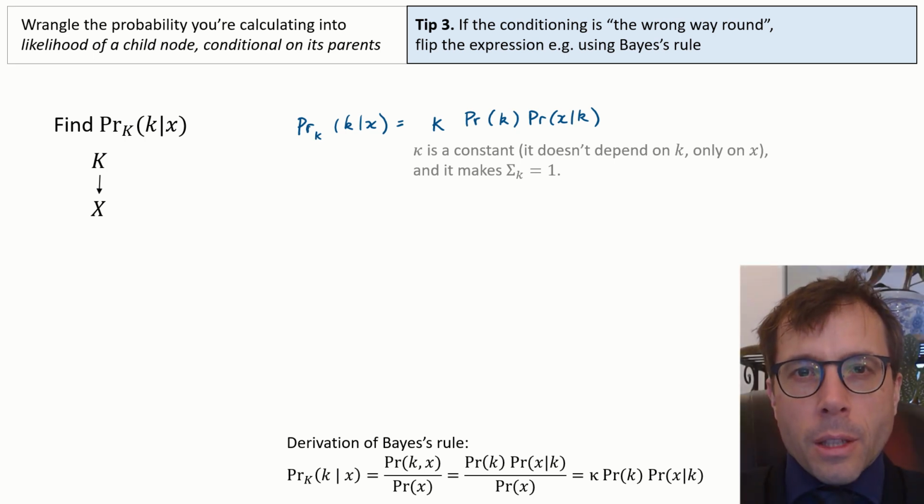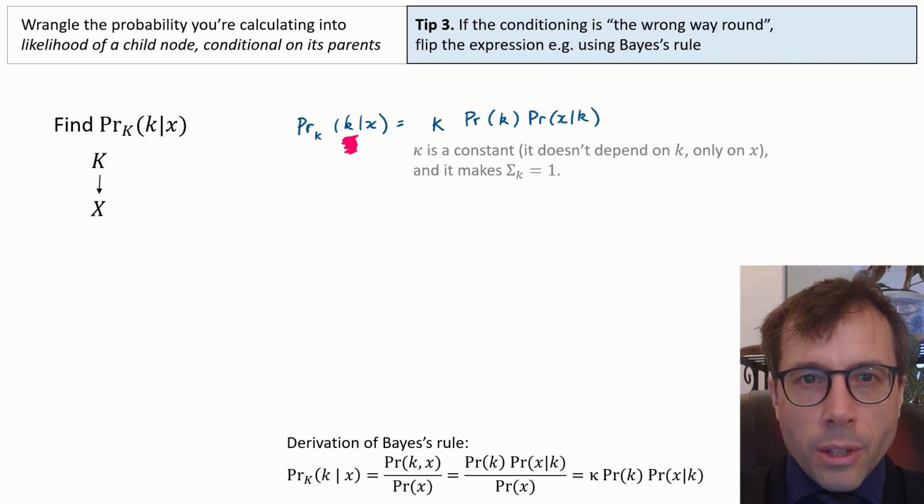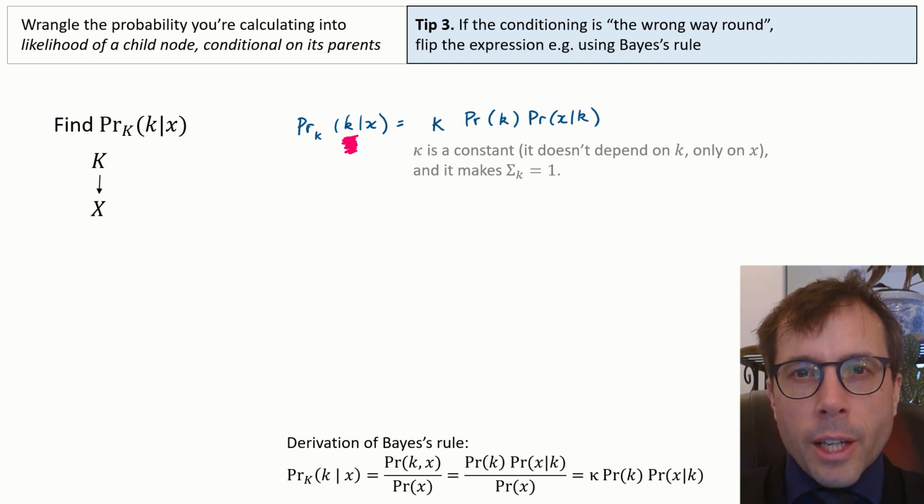The job of kappa is simply to make the likelihood sum to 1. Remember, be careful about what sum we're talking about here. This expression is asking for the likelihood of little k, i.e. it's a function of k, and when I sum up over k, I have to get the answer 1. So when we say kappa is a constant, what we really mean is kappa doesn't depend on k, although it certainly does depend on x.